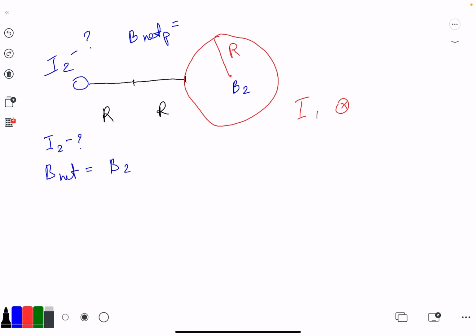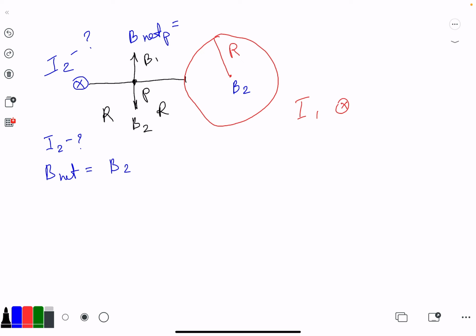So let's suppose that the current I2 is into the page. If it's into the page, then at point P, using the right hand rule, the magnetic field due to the current 2 will be downwards, which is B2 due to the current 2. Then the magnetic field at point P due to the current I1 into the page will be upwards. So this is B1 due to the current 1.